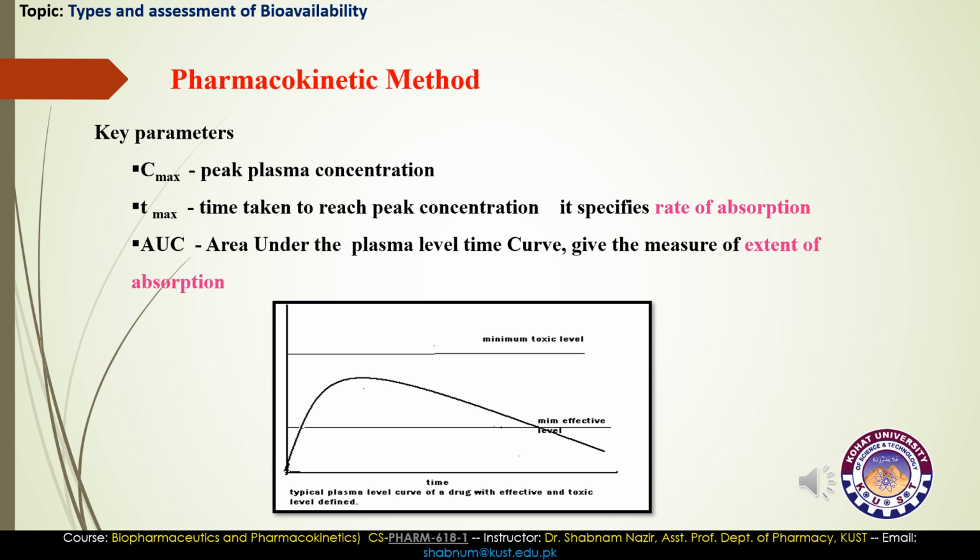However, these three parameters are very important whenever you want to determine bioavailability, because Cmax and Tmax are telling you about the rate, and area under the curve is telling you about the extent of absorption.